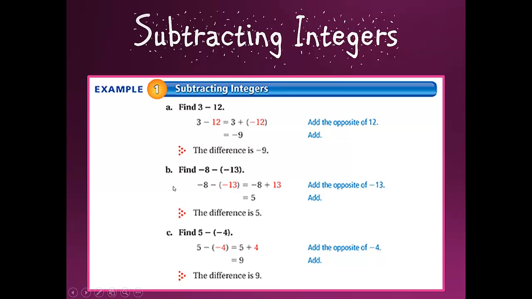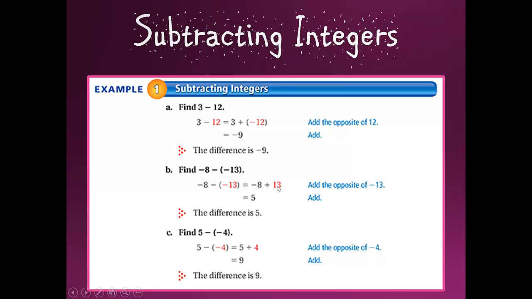For B, I'm going to find negative 8 minus negative 13. I'm going to keep negative 8 the same. I'm going to change my subtraction to addition. And then I want to add the opposite. The opposite of negative 13 is positive 13. So now I have negative 8 plus 13.